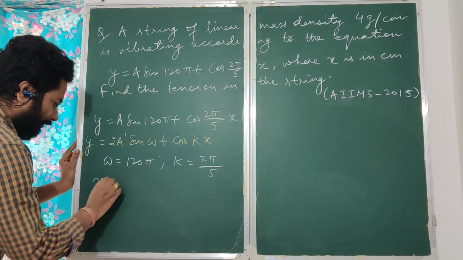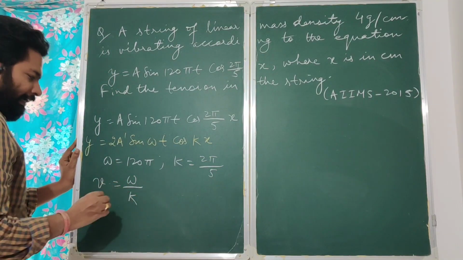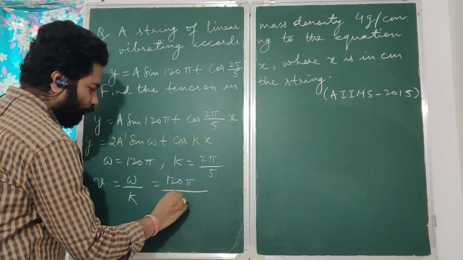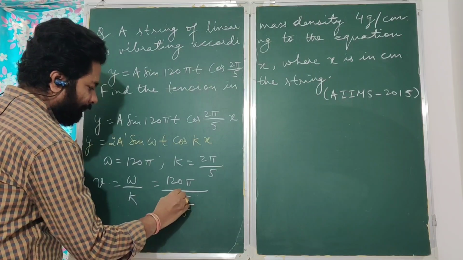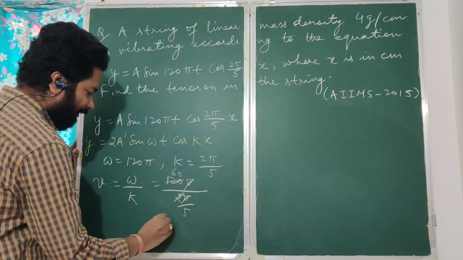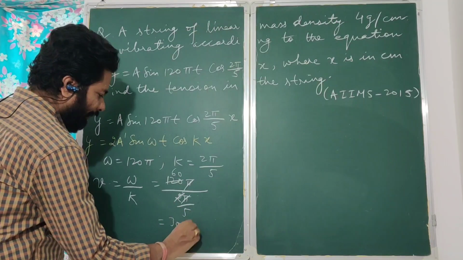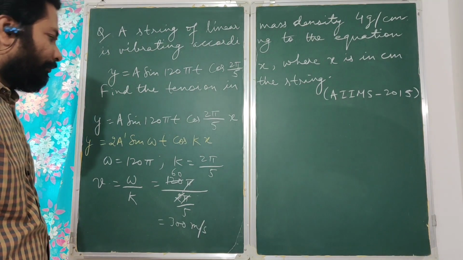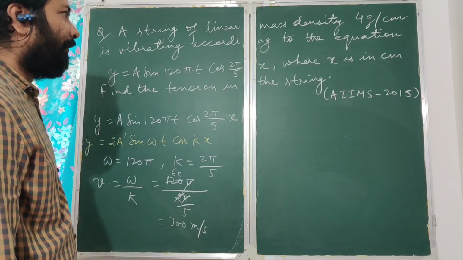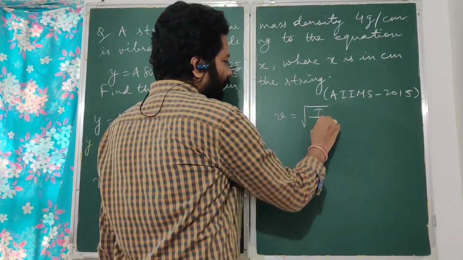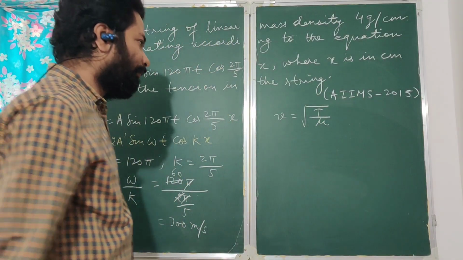So what is velocity of the wave? It is omega by k. So we can write it as 120 pi divided by 2 pi by 5. Pi and pi gets cancelled. 6 fives are 300. So now we have got the velocity as 300 meter per second. So next thing is make use of the formula for velocity in case of transverse wave, root of T by mu.